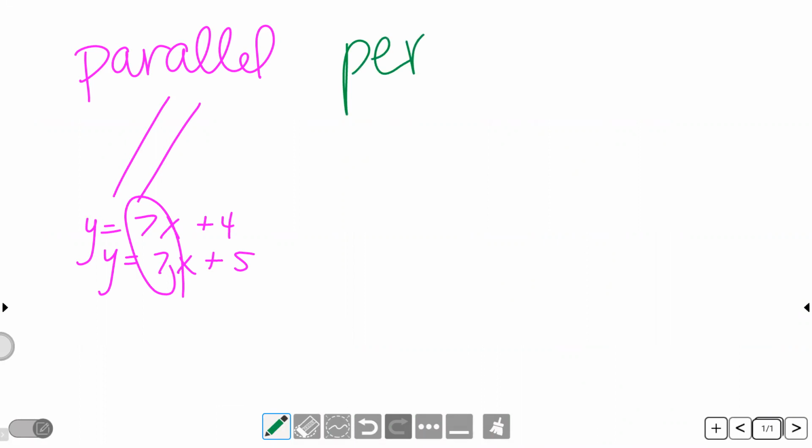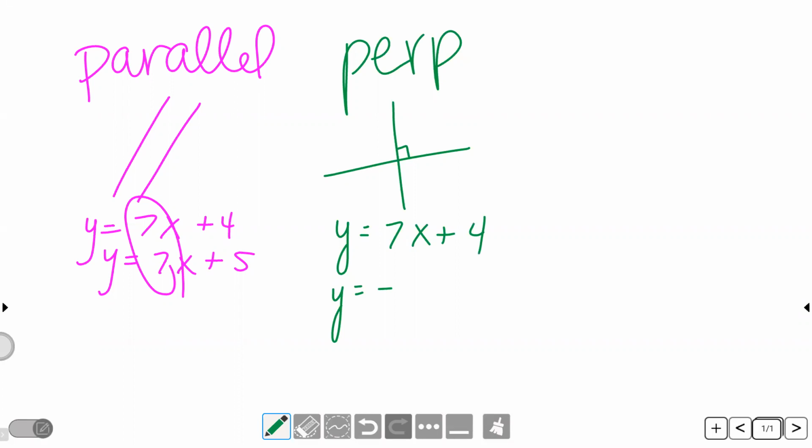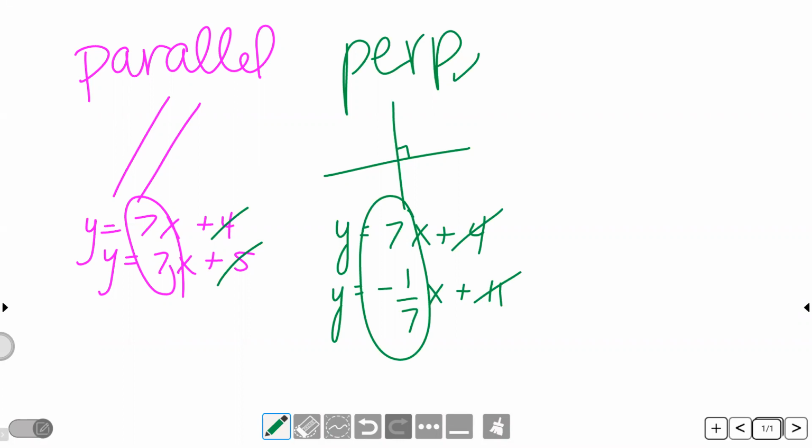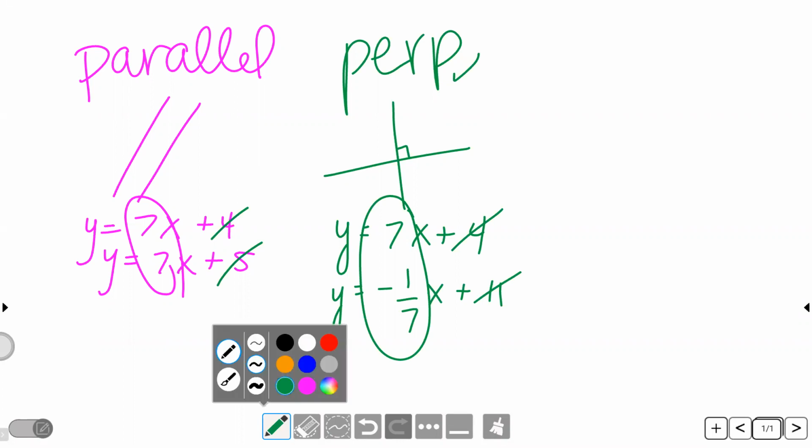Perpendicular looks like this, forms a perfect 90 degree, and it'll look like this. 7x plus 4 and negative 1 over 7. You have to flip 7 upside down and change the sign. Again, this part doesn't really ever matter. Never even look at it. That means perpendicular lines, and you can put these in the Desmos graphing calculator to see.